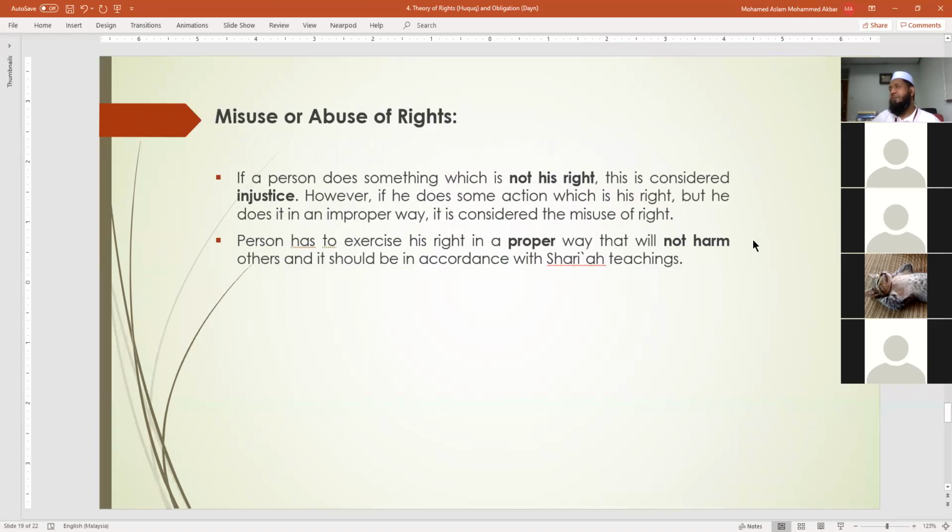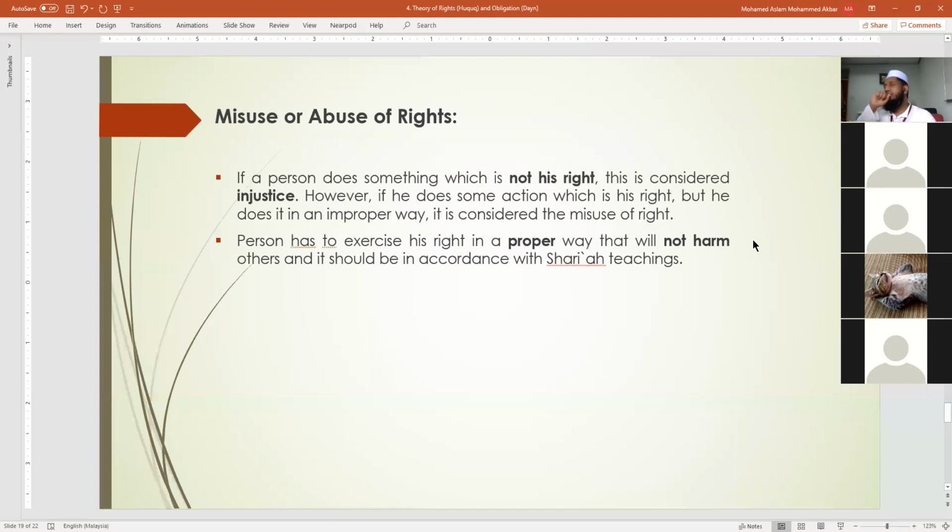That is the thing. Okay, the last part: misuse or abuse of rights. If a person does something which is not his right, this is considered injustice. However, if he does some action which is his right, but he does it in an improper way, it is considered the misuse of right.